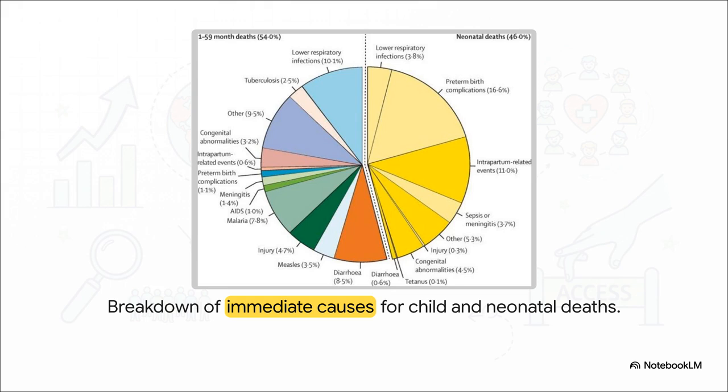Even so, we obviously still have work to do. The child and neonatal deaths that remain are heavily driven by preventable immediate causes, like lower respiratory infections, preterm birth complications, and diarrhea. And it's so important to remember that an underlying cause, undernutrition, is directly linked to nearly half of all these global deaths for children under 5.